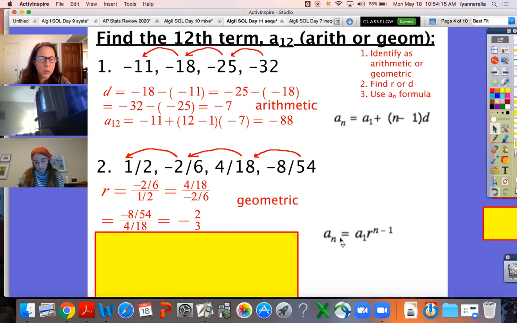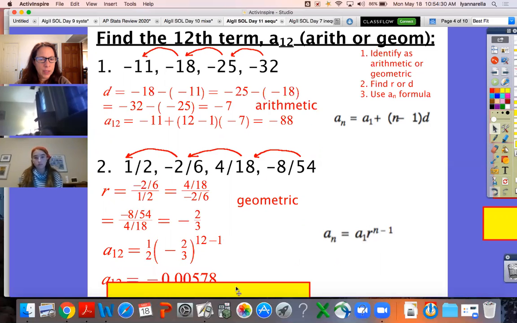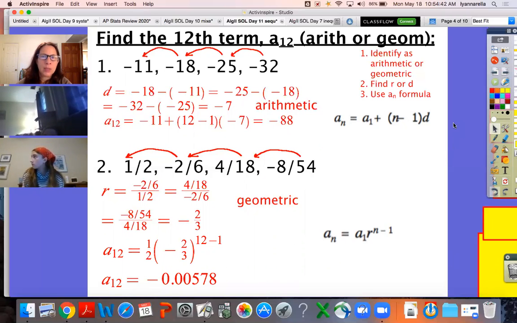So if I'm looking for a sub 12, 12 is my n, so I'll put 12 here and here. a sub 1, of course, is 1/2, and r is what I figured out right here by dividing backwards. So r is negative 2/3, so I did 1/2 times negative 2/3 to the 12 minus 1th power, and I got this. And there probably is a fraction, but I don't think I could set it in fraction form. It might have been too precise a decimal. But since it was in decimal form, my answer should also be in decimal form. So that's finding the nth term. First, figure out if it's arithmetic or geometric, and then use the correct formula on the formula sheet.